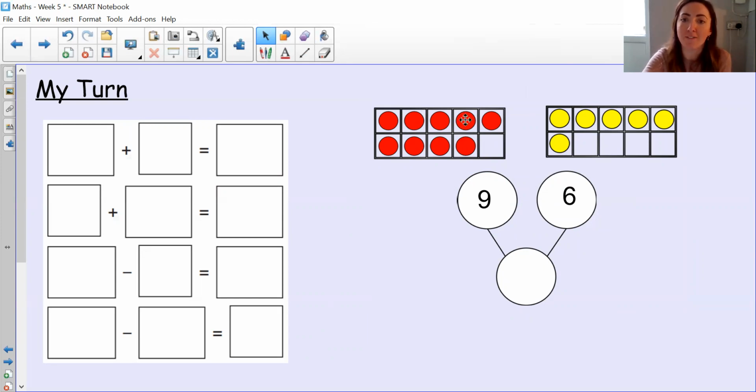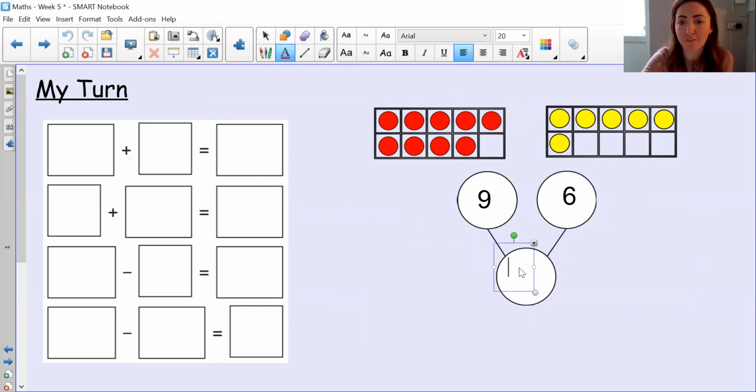1, 2, 3, 4, 5. Hopefully you interrupted me there and said, no, Miss Costello, why not? Why don't I need to count all of them? That's right, we know, because we've already counted, there are 9 red counters in here. So we just need to count on. So 9, 10, 11, 12, 13, 14, 15. So the whole number is 15.